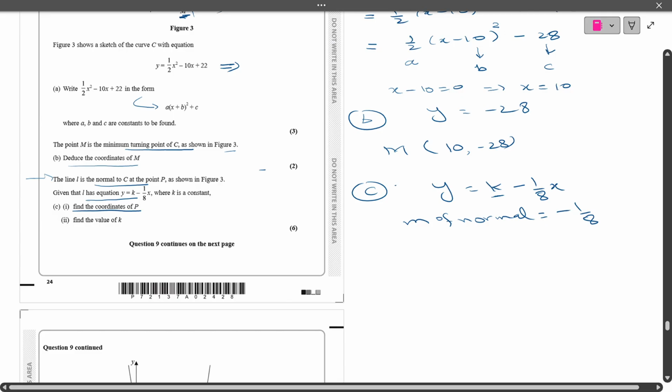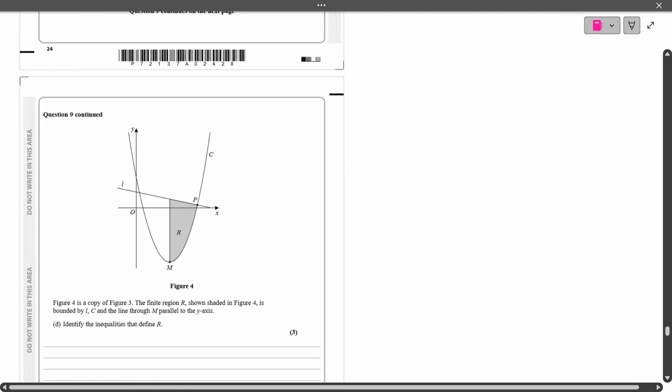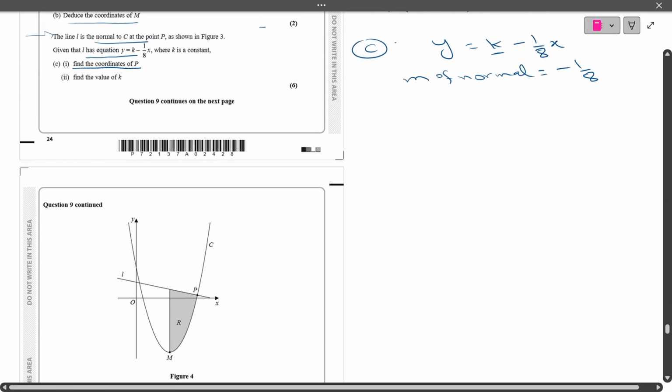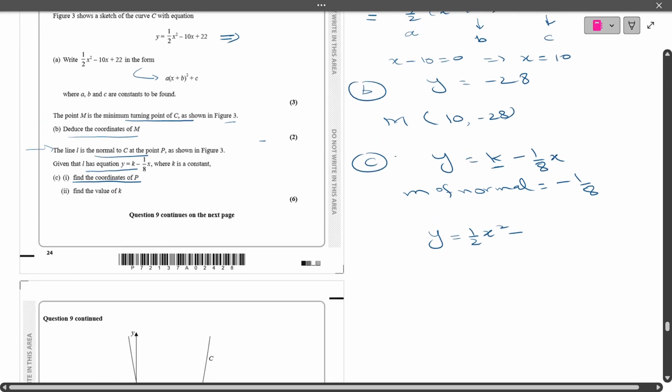Equation of a curve here is 1 over 2 x squared minus 10x plus 22. Okay, let's copy down the equation of a curve. Y equals 1 over 2 x squared minus, let me check it again, negative 10x plus 22. Okay, so differentiate it with respect to x. Why am I differentiating it? Because this is the derivative. Okay, this is m, but this is the derivative of a tangent.